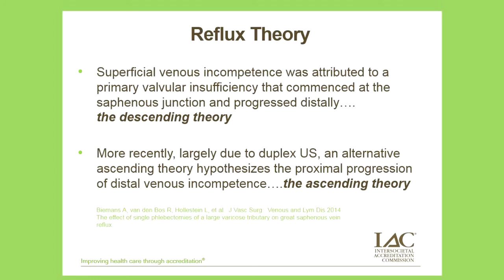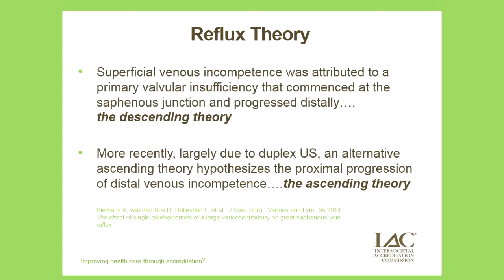So I touched on reflux theory, and I wanted to mention it in this lecture because in the United States we do a lot of saphenous vein destruction, and surgically in the past, we did stripping. In other countries, though, they try to preserve the saphenous vein, and there are other theories applied to their methods, because of the descending and ascending theory. Did it start at the bottom and go up, or did it start at the top and go down? Well, now we know it occurs in both because of duplex ultrasound.